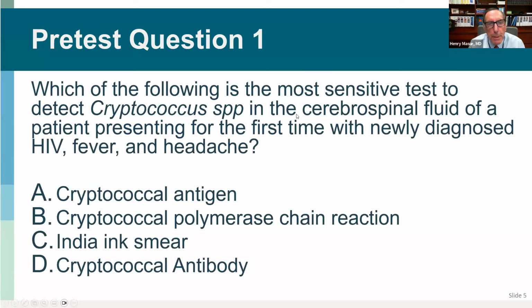Okay, now we're going to do two pretest questions, and this is the first one. Which of the following is the most sensitive test to detect cryptococcal species in the CSF of a patient presenting for the first time with newly diagnosed HIV, fever, and headache? In other words, you think they have cryptococcal meningitis. So is the most sensitive test the crypt antigen, the crypt PCR, the India ink smear, or the crypt antibody? So we'll give you a few minutes to answer that, or at least a few seconds. And this will help determine whether this is something that's too easy or too hard.